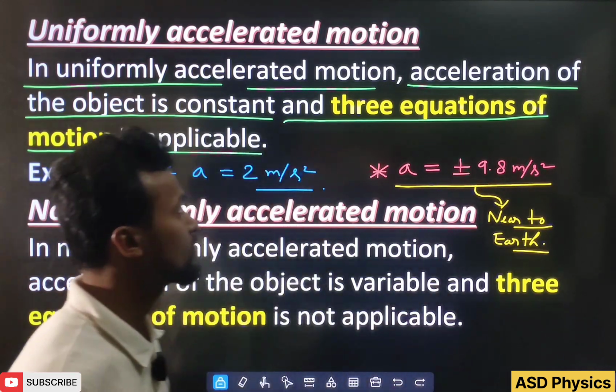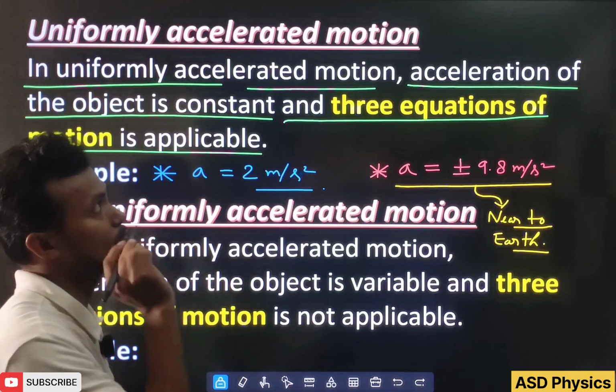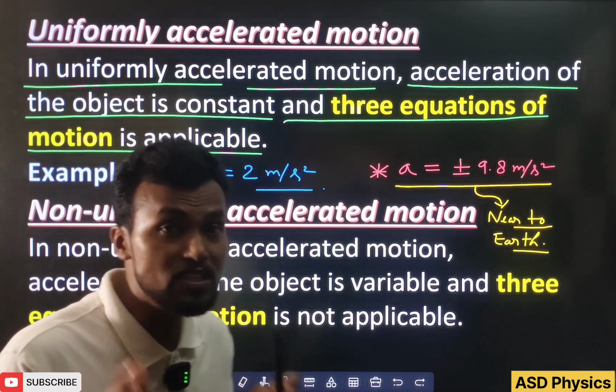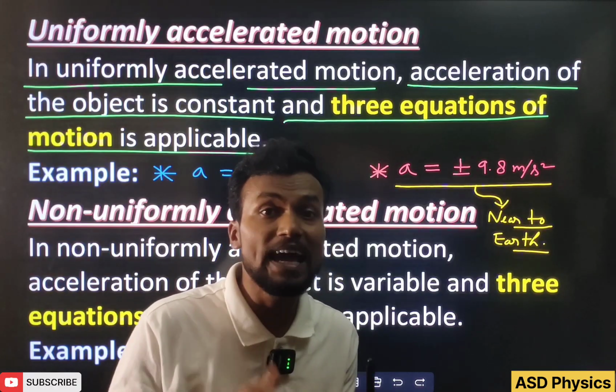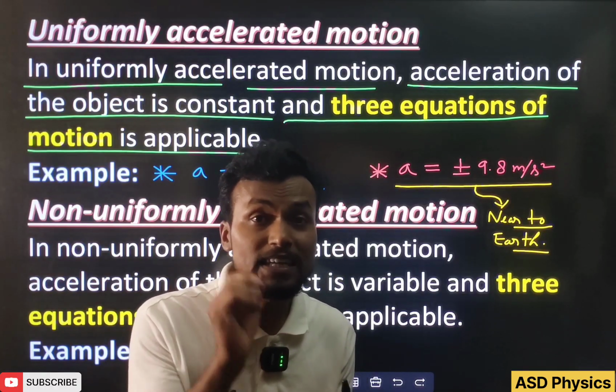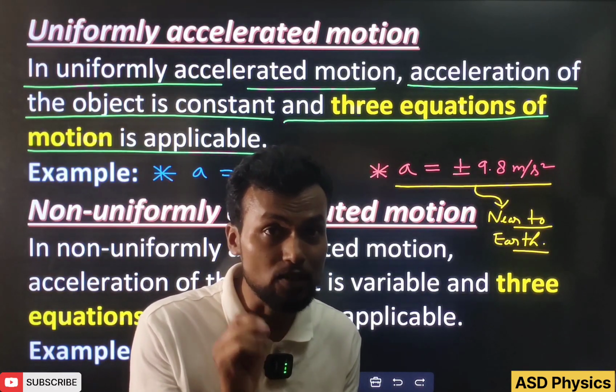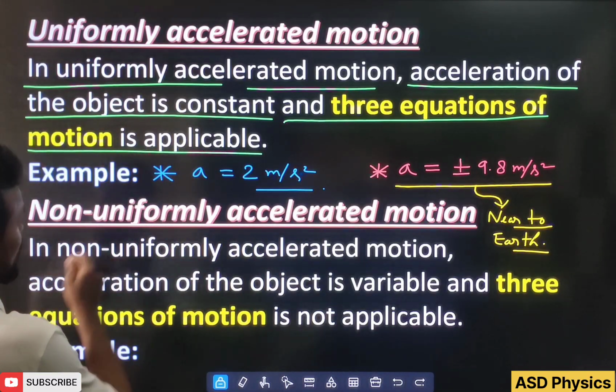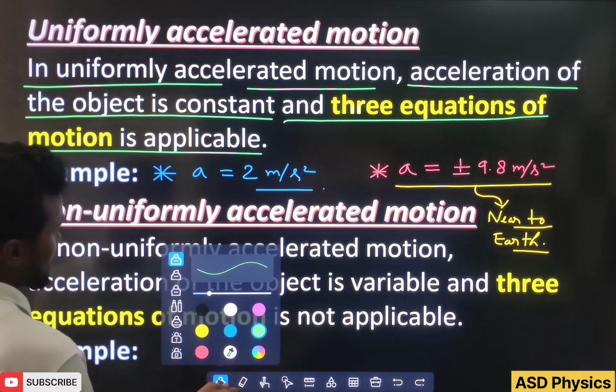Remember that. So what we have understood: acceleration should be constant. There only we can apply equations of motion. And which kind of motion? Uniformly accelerated motion. That means equal change of velocity in equal intervals of time. Is it, students? We have learned all this before also.